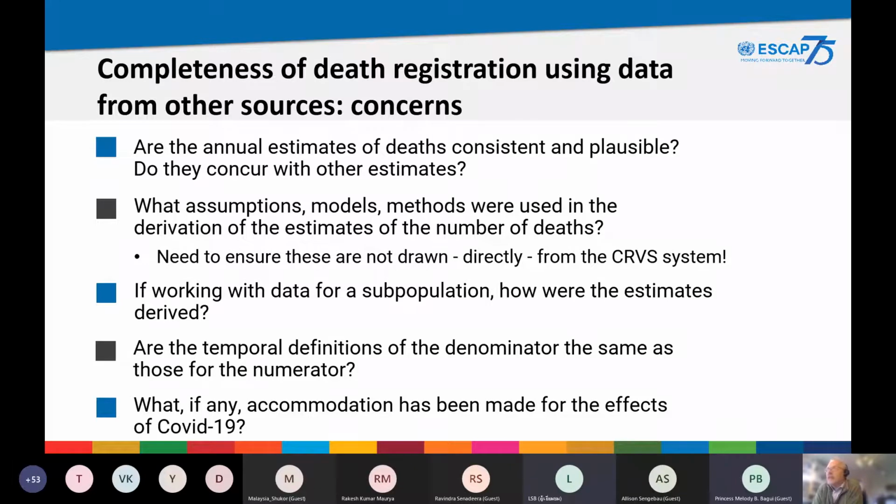And we ask particularly whether the annual estimates of death are consistent and plausible. Do they concur with other estimates? If you have estimates from the UNWPP, are they consistent? You need to try and understand the assumptions, models, methods used in the derivation of the number of the deaths, and need to again ensure that if you are using estimates from another source, those are not drawn directly and unmodified from the CRVS system.